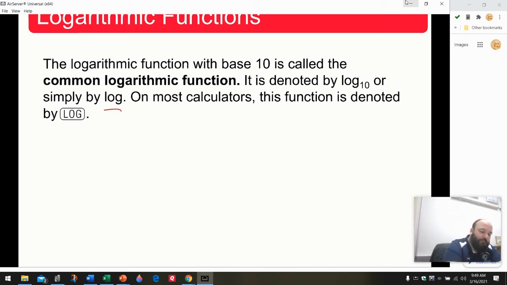But for right now, understand that if you just see the word log, it is understood to have a 10 there. They may or may not write the 10 there. If it's not there, it's still a 10. It's just not written.